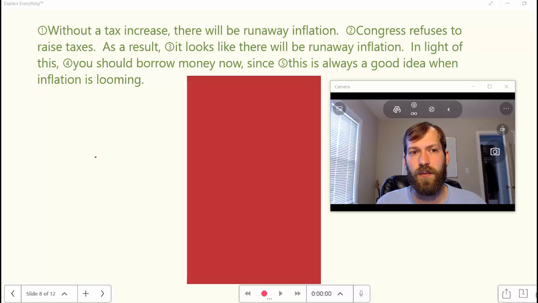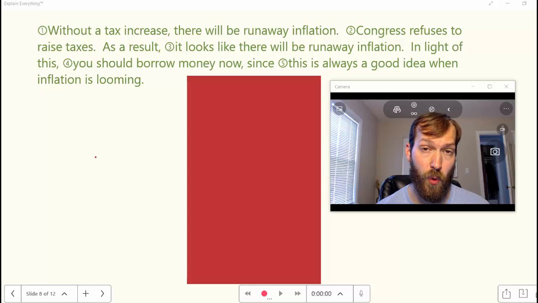All right, so let's look at the following argument and see how it should be diagrammed. So it says, without a tax increase, there will be runaway inflation. Congress refuses to raise taxes. As a result, it looks like there will be runaway inflation. In light of this, you should borrow money now, since this is always a good idea when inflation is looming.